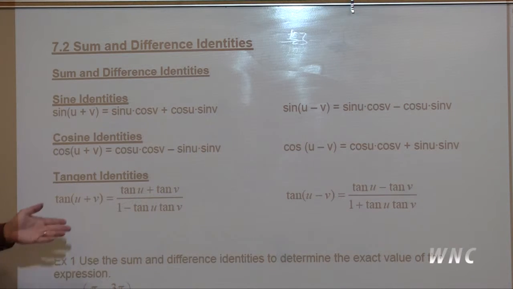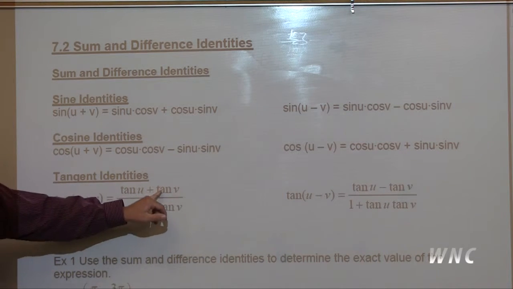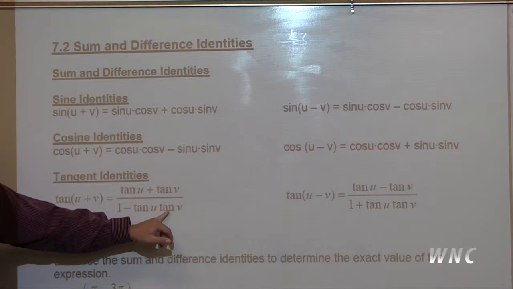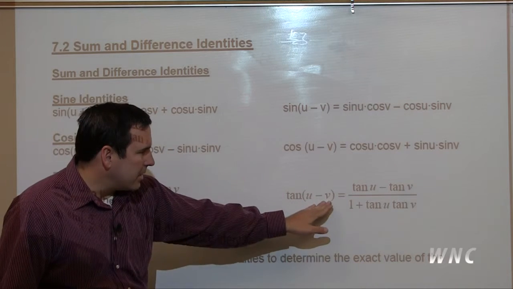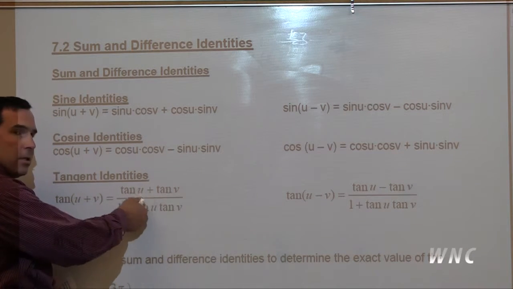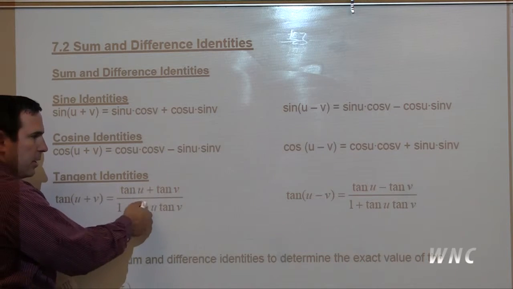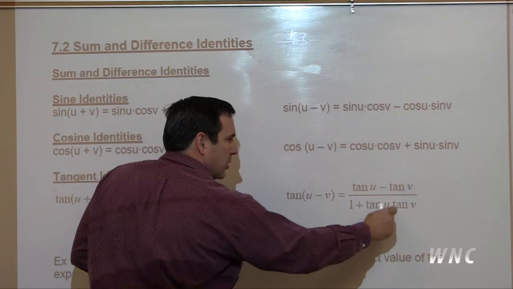Tangent identities. You could always find tangent by doing sine over cosine, but for tangent of u plus v, here's another way. Tangent u plus tangent v over 1 minus tangent u times tangent v. Over here, tangent u minus tangent v, they look very similar. The thing is the negative and the positive switch places. Tangent u minus tangent v over 1 plus tangent u tangent v.